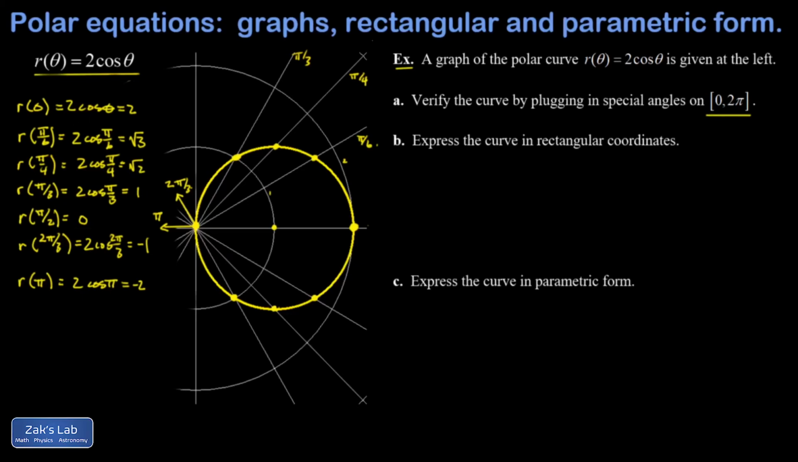So by the time you get to 2 pi, all that happens is you retrace the same circle. So r of theta equals 2 cosine theta on 0 to 2 pi is actually 2 copies of the circle that we're looking at. And this is going to play a role when we look at the parametric form of this curve. But first we'll do part B.